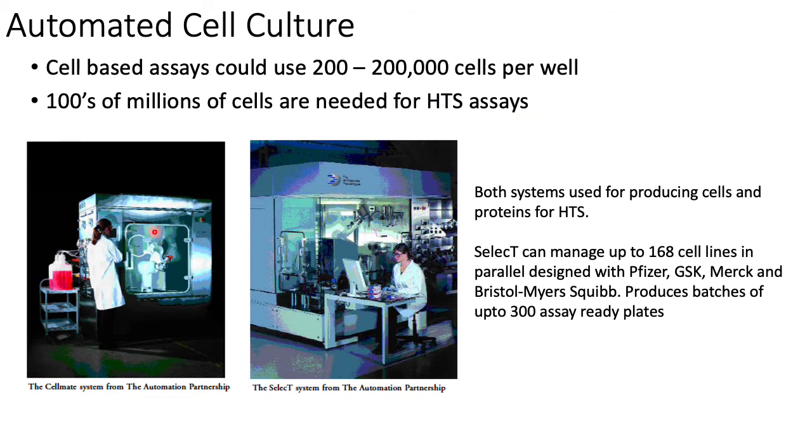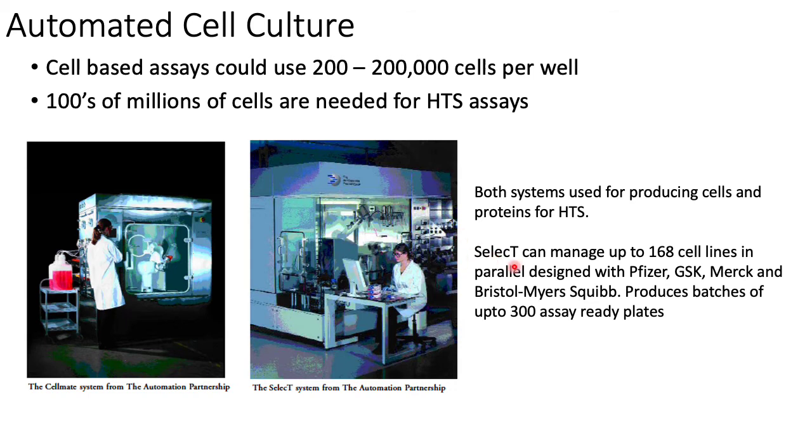Here we've got an example. These are examples of the CellMate system from the Automation Partnership. This is an automated system for doing the cell culture. Here we have the Select T system from the Automation Partnership. Both these systems are used for producing cells and also proteins for high throughput screening.